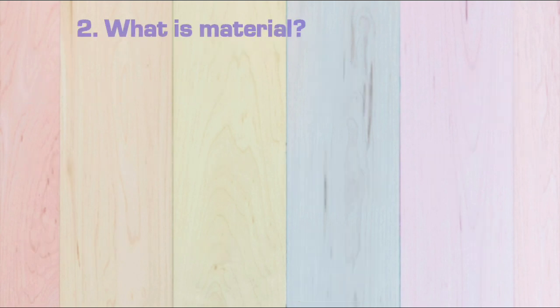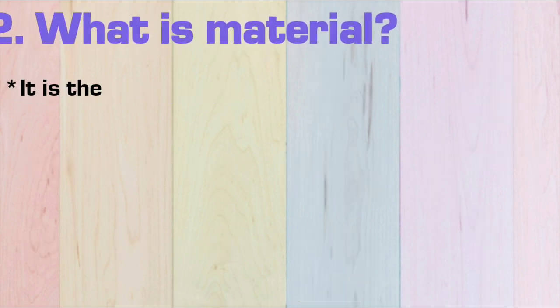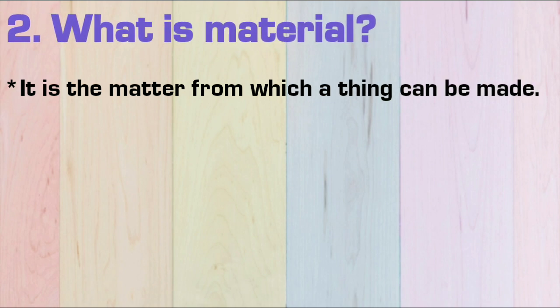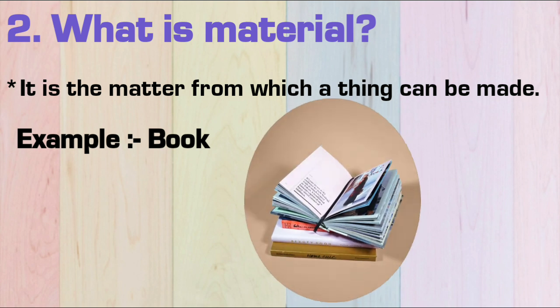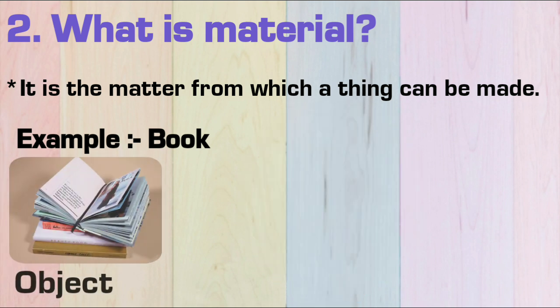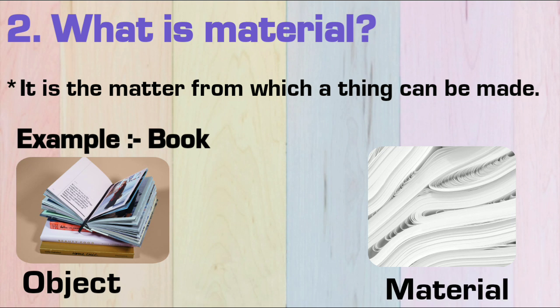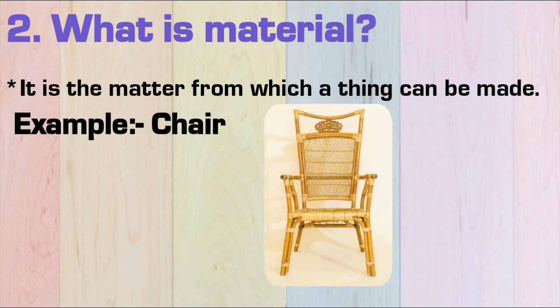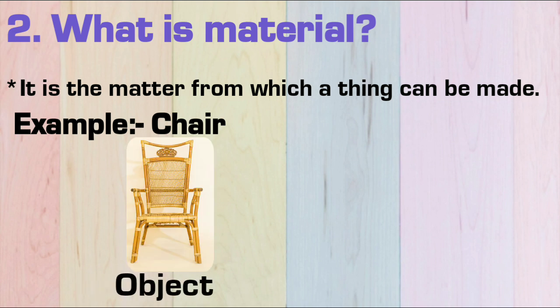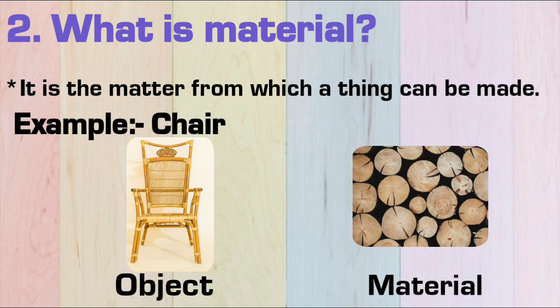Then comes our second point, what is material? It is the matter from which a thing can be made. For example, the book which we read is made from paper. Here book is an object and paper is the material. Paper is the material of that book. Example 2, the chair on which we sit is made from wood. Here chair is an object and wood is the material. Wood is the material of the chair.